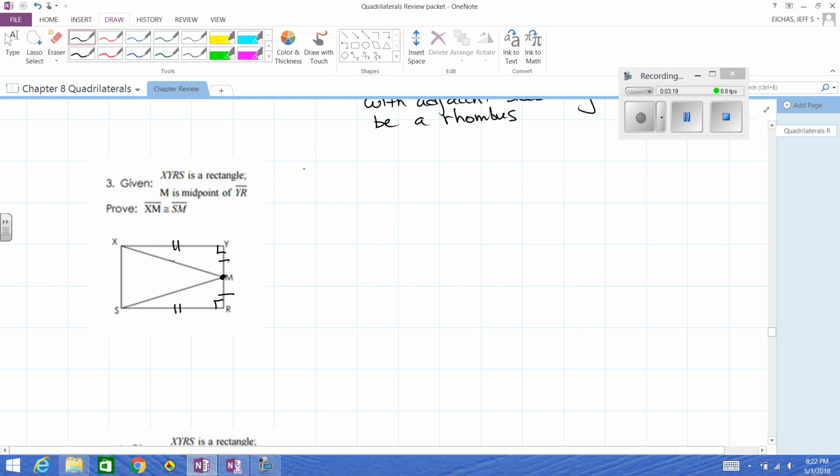All right, so let's start with, might as well start with XYRS is a rectangle. Let's just combine those givens. And M is the midpoint of YR because it's given.